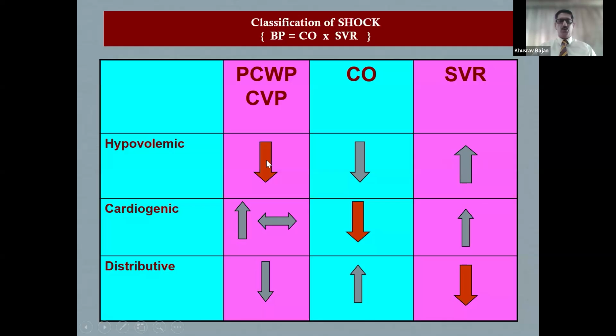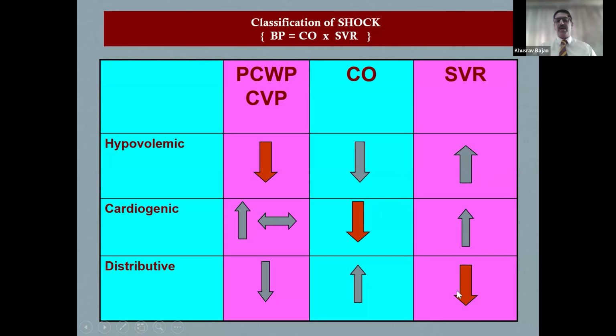So the arrow was shown wrong. Here, the preload is low, leading to less filling of the heart, and cardiac output is low. And then as a compensation, the SVR is high. In cardiogenic shock, the problem is cardiac output is low, as shown in the red. Because of that, there is back pressure, and there would be a high preload and an increase in the afterload in these cases. These two shocks are also known as the cold clammy or the cold shocks.